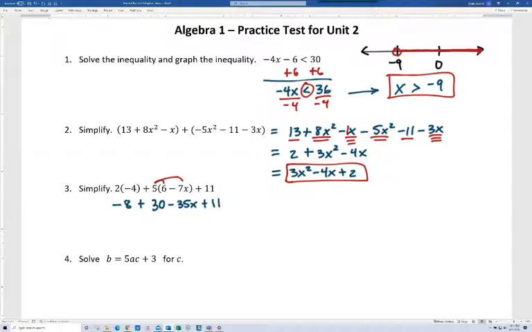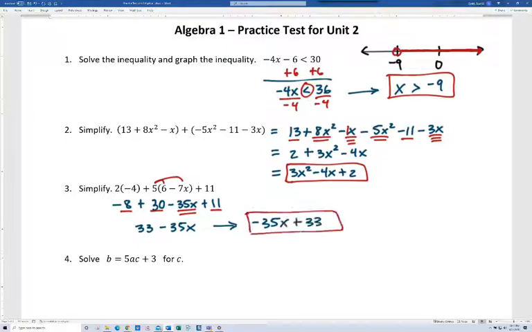And then don't forget about that 11. You've got to bring that down. And so we've got to add -8, 30, and 11. Well, -8 and 30, that's 22. 22 and 11 make 33. And then notice we've got that loner term, the minus 35x. There's no other term I can combine that guy with, so I'm just going to bring it down. And again, this is not in descending order. The constant first is not allowed. And so we get -35x plus 33.